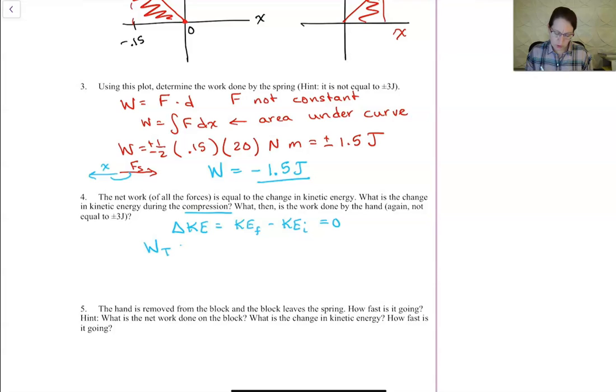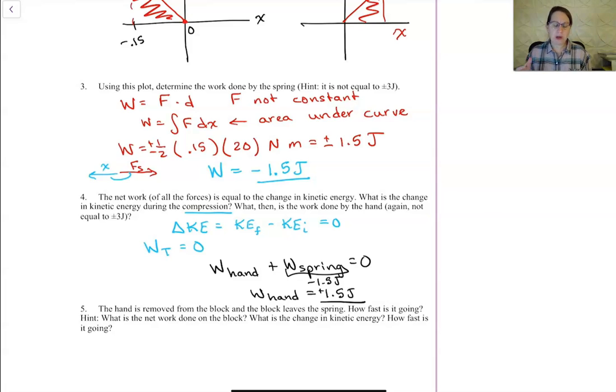So our total work is equal to 0, which means that the work done by the hand plus the work done by the spring must be equal to 0, or since this is negative 1.5 joules, the work done by the hand must be a positive 1.5 joules.